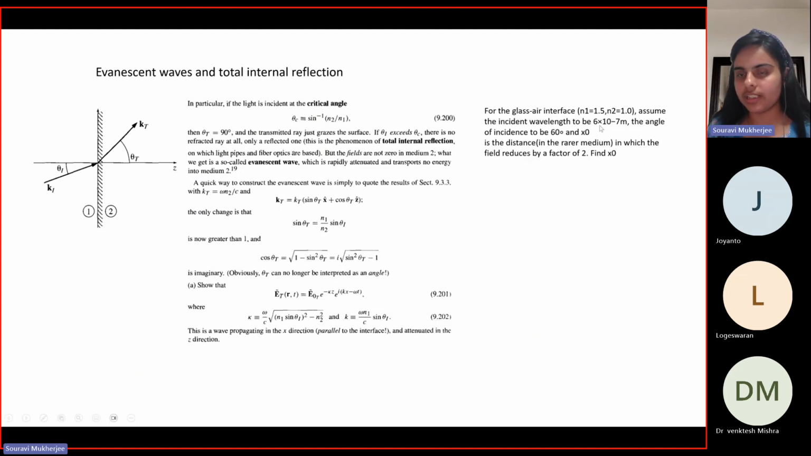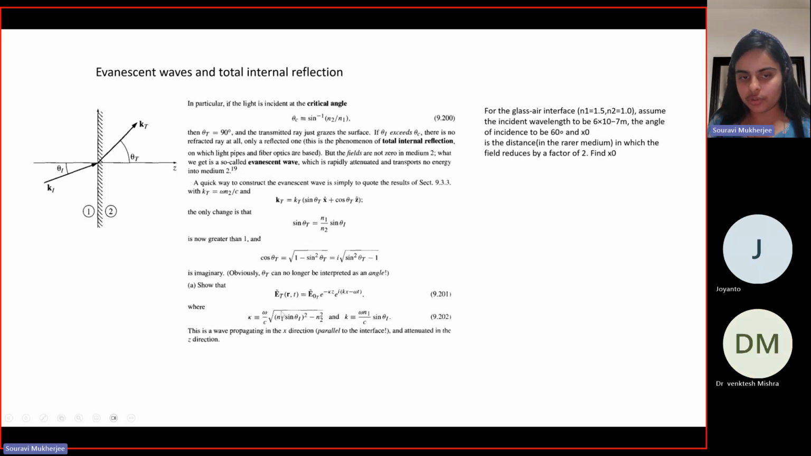This was one question in the last assignment, which spoke about light going from glass to air. The incident wavelength is given, and the angle of incidence is given, and it is said that it has to travel a distance x naught such that the field reduces by a factor of 2, and you are asked to find x naught. In this kind of question, you have to use this relation. If you use this relation, you can find k, and your wavelength is given. That means you can write it as 2 pi by lambda, and that would be your wave vector.